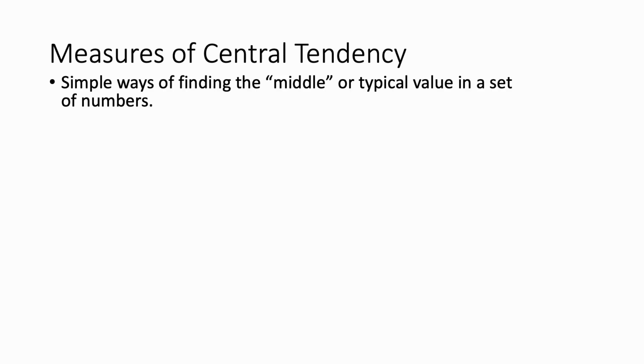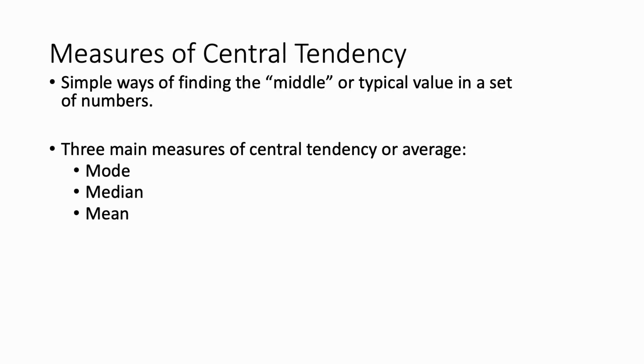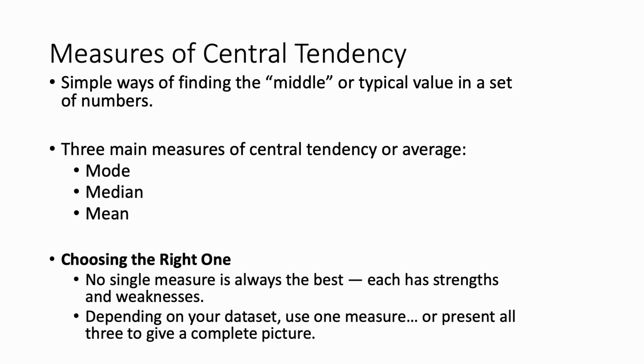For example, when we hear someone talk about the average salary, the typical exam mark, or the usual height of a player on a team, they're using a measure of central tendency. Now, there are three main ways to do this: the mode, the median, and the mean. None of them is perfect every time, so your job is to decide which one makes the most sense for the data in front of you. You may use one, two, or all three to complete the picture.